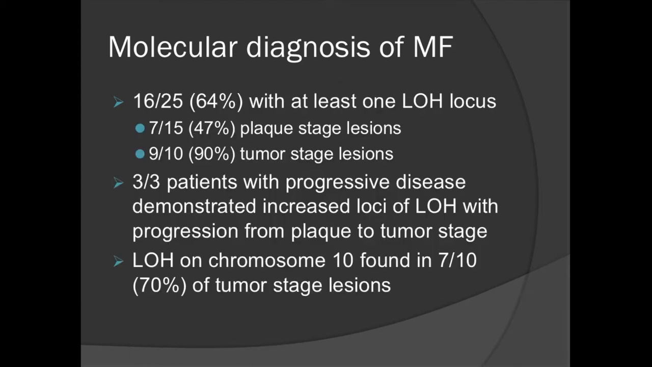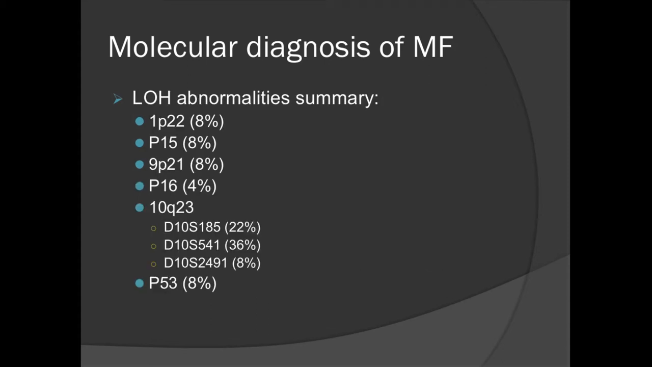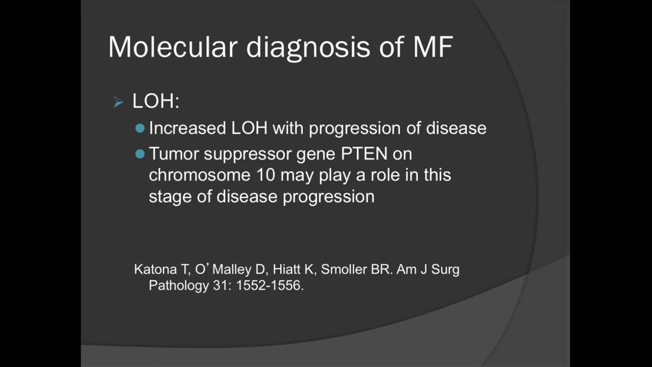What we found is that most patients sorta had one loss of heterozygosity at one locus. They were kind of all over the board. The patients who had progressive disease had more chromosome instability. And again, they're all over the place. So it's associated with progression of disease. P10 may or may not play any role in any of this.